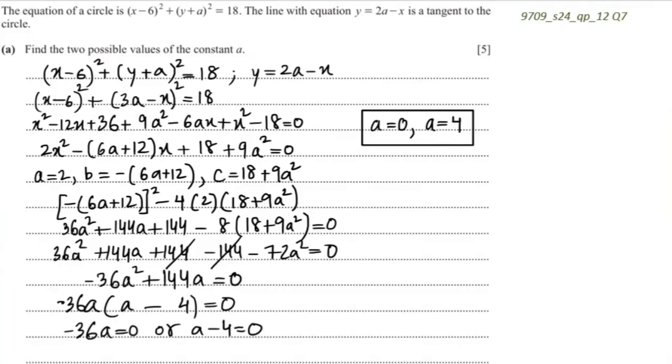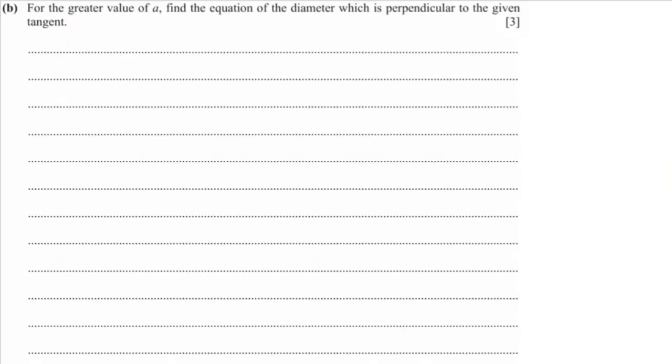Let's look at part b of this problem. For the greater value of a, find the equation of the diameter which is perpendicular to the given tangent. We know that the equation of the circle was (x − 6) squared plus (y + a) squared equals 18. The two values I found for a in the previous part were a equals 0 and a equals 4. So I need this 4, the greater value of a. Let's just erase this part and replace it with 4.